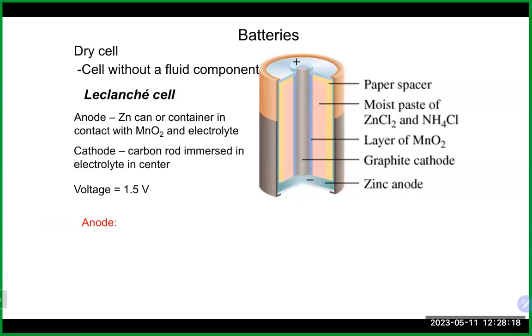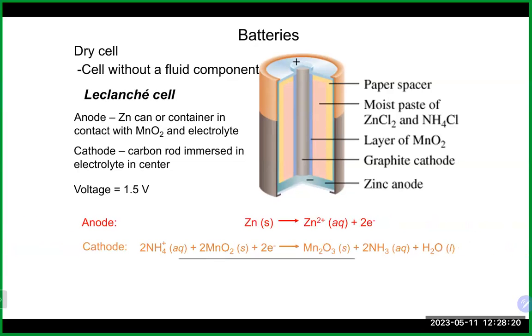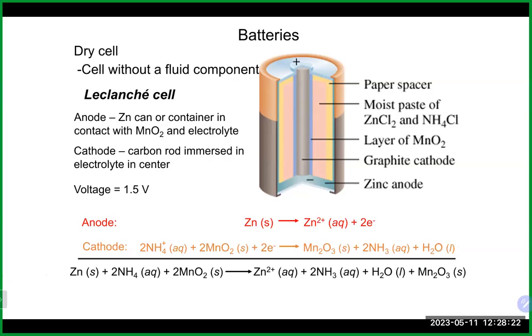So let's talk about this type of battery, which I'm going to go with a Duracell. Kind of looks like it, maybe. This is sometimes referred to as a dry cell, and basically doesn't have a fluid compartment. It has an anode, which is basically the zinc can or container. It's in contact with an electrolyte and also MnO2. The carbon rod that's in the middle there is our cathode.